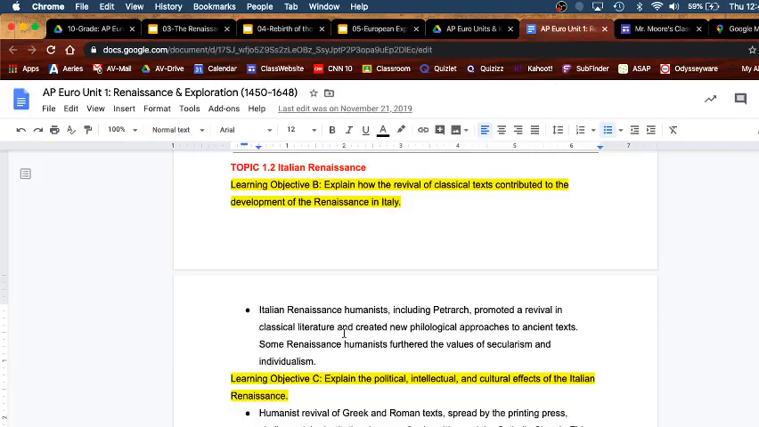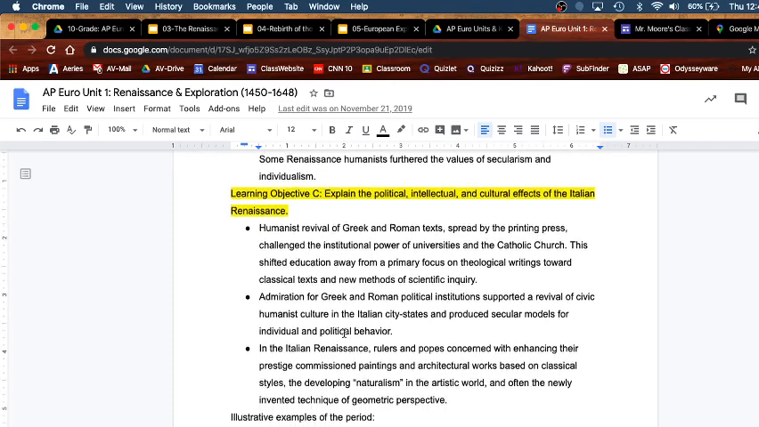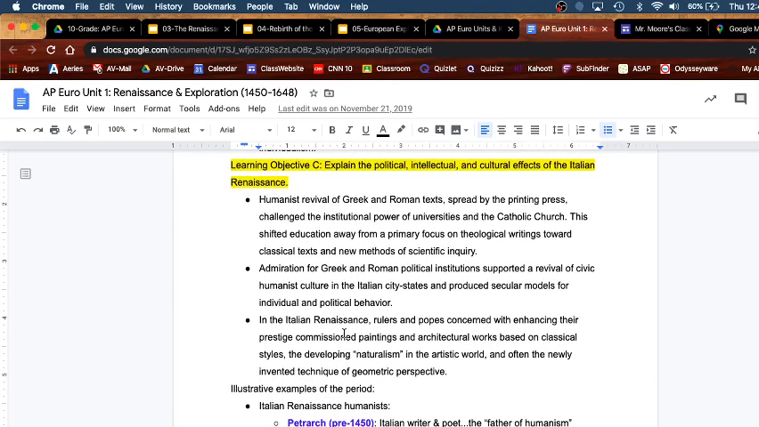But we'll continue on. This says learning objective C. It says explain the political, intellectual, and cultural effects of the Italian Renaissance. So here's the key. We're looking at the intellectual, also some political and the cultural effects that stem out of this. Humanist revival of Greek and Roman text spread by the printing press challenged the institutional power of universities and the Catholic Church. This shifted education away from a primary focus on theological writings towards classical texts and new methods of scientific inquiry.